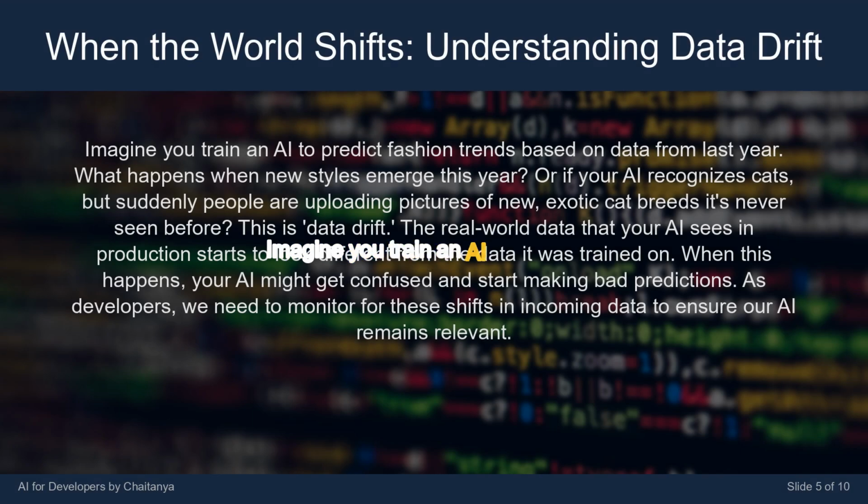Imagine you train an AI to predict fashion trends based on data from last year. What happens when new styles emerge this year? Or if your AI recognizes cats, but suddenly people are uploading pictures of new, exotic cat breeds it's never seen before? This is data drift. The real-world data that your AI sees in production starts to look different from the data it was trained on. When this happens, your AI might get confused and start making bad predictions. As developers, we need to monitor for these shifts in incoming data to ensure our AI remains relevant.